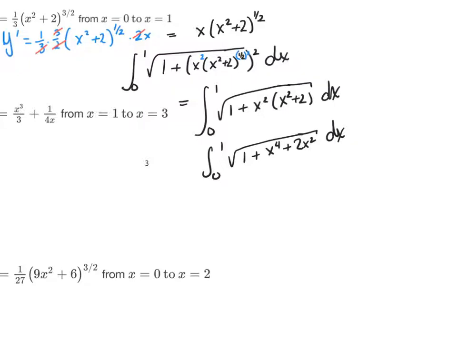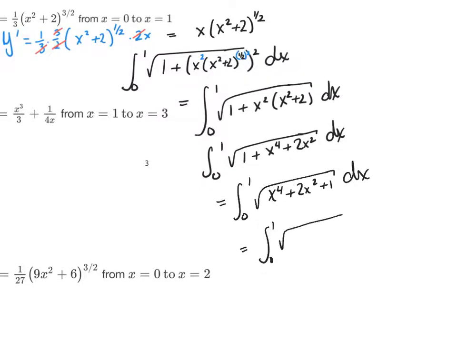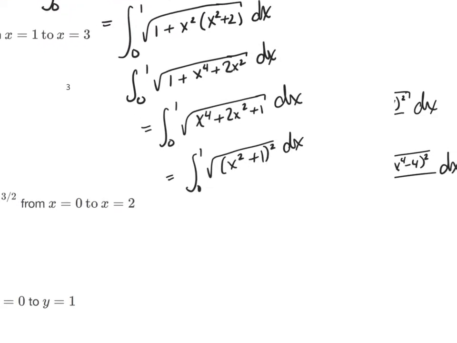Okay, so then this is equal to 0 to 1. I'm just going to rewrite this as x to the 4th plus 2x squared plus 1 dx. And then I look at that and I think, wait a minute, that almost looks like a perfect square trinomial. So this is equal to 0 to 1 of the square root, and this factors into x squared plus 1, the quantity squared dx. Because that factors into x squared plus 1, the quantity squared, the squared and the square root will cancel themselves out.